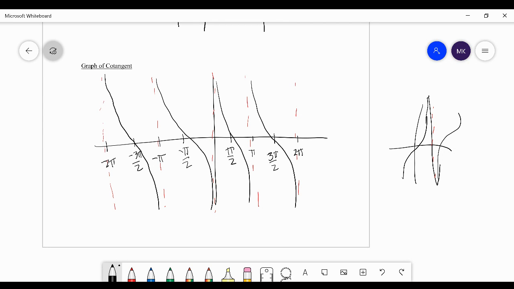So make sure you guys are being cautious with these. Again, all of these were graphed in radian mode. Notice all of my x values are in radians, pi over 2 and stuff like that, not degrees. So make sure you guys are taking care when you are looking at these graphs and that you are looking at them in the correct mode.